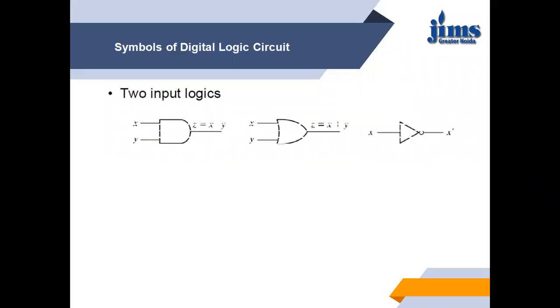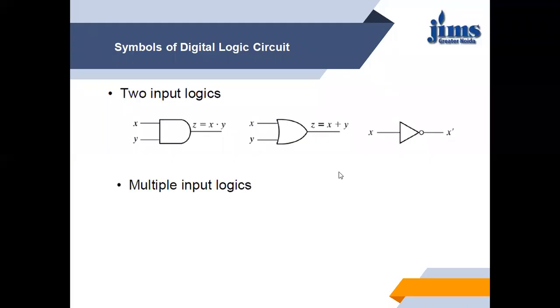Now the representation of gates. Here this is an AND gate. This is your symbol, with inputs X and Y. There are two inputs. Z is the output and Z equals X AND Y. For the OR gate, it is like this. X and Y are the inputs, and Z is the output. And for the NOT gate, it is X and X bar. This bubble denotes the complement.